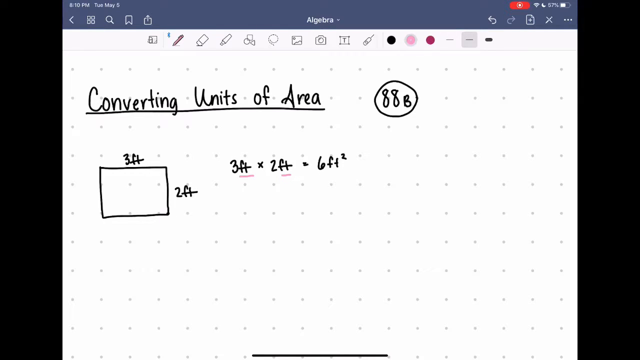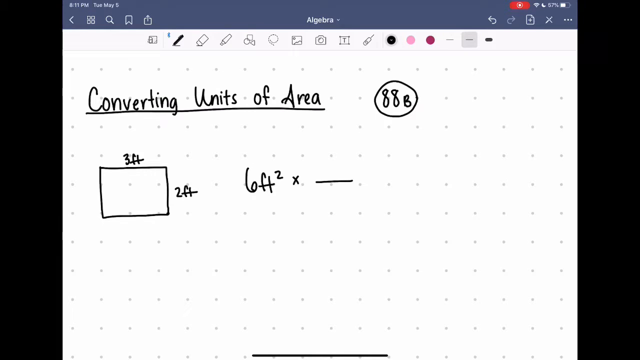So that doesn't help me that I know 6 feet squared. I need to figure out how many square inches my carpet is. So I would have to take that amount, 6 feet squared, and convert it to inches squared. So I start with 6 feet squared, and I'm going to use some ratios that I know to get from feet to inches.